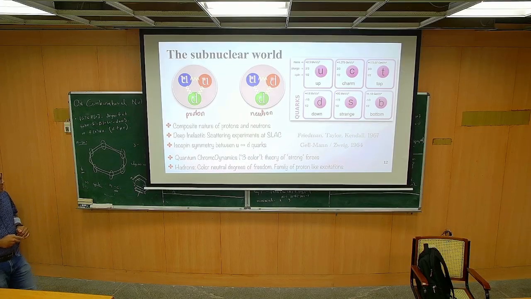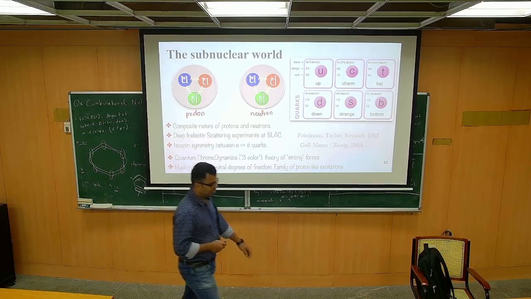And this theory is referred to as quantum chromodynamics. Dynamics, because we are trying to understand what is the dynamics going on inside. The system is a quantum system. Chromo, because we named this degree of freedom color. We call it quantum chromodynamics. We had quantum electrodynamics earlier. Now we have a new theory named quantum chromodynamics. And all these protons, neutrons, and many other similar particles are referred to as hadrons. They are all color neutral degrees of freedom. Hadrons is the name for the family of proton-like excitations. Okay.